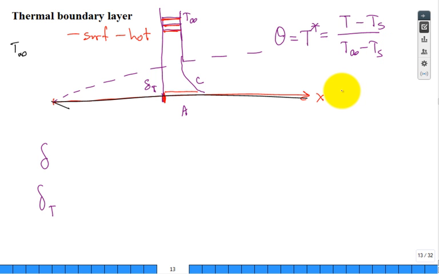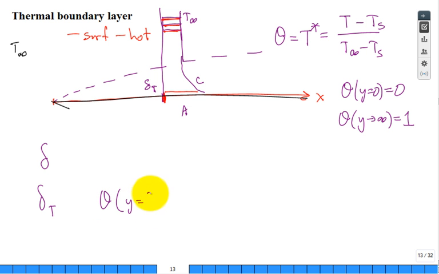So check it out. Theta at y equal to 0 is 0. Theta as y goes off to infinity is equal to 1. Now I have a nice criteria. The plot, really you want theta to go from 0 to 1. That gives us a definition for the boundary layer thickness easily, so that theta at y equal to the thermal boundary layer thickness is 0.99, 99%. All right.